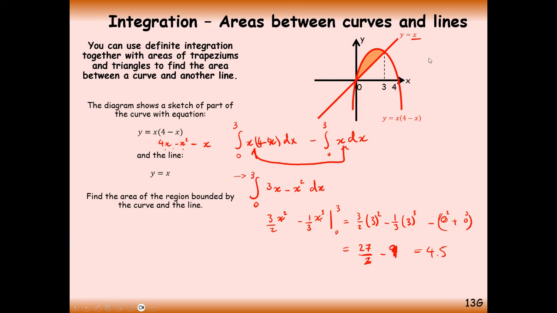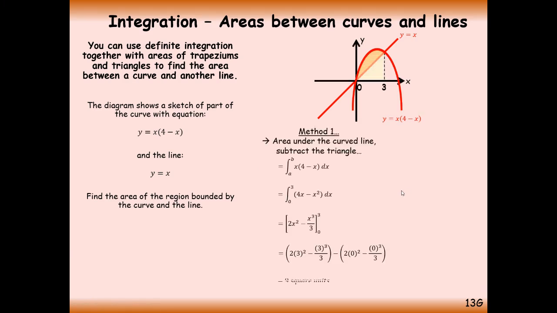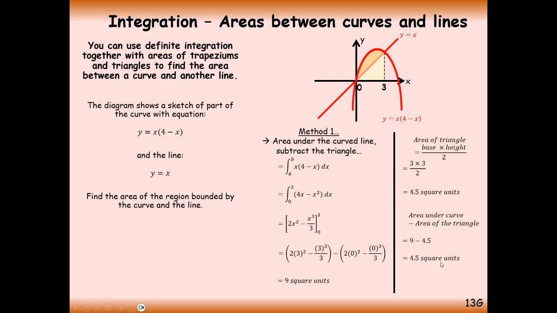In some cases you can go the long way and calculate the area of the triangle here. Sometimes with geometric shapes you may calculate this longer way. So I'm going to show you a longer way of calculating the same area, which should give you the same answer, 4.5. Method 1 is to calculate two areas. This is the method I went through.